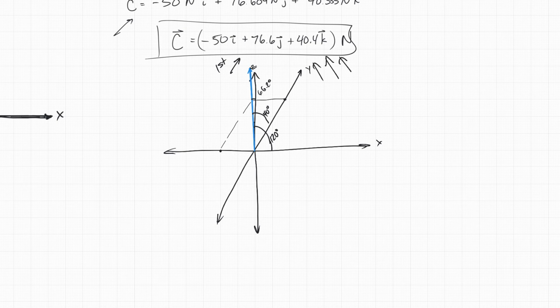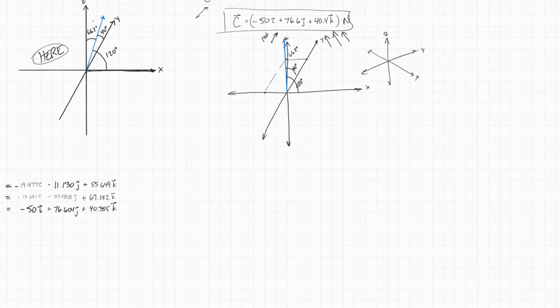Now I might draw it from a different perspective. Maybe I would draw my axes like this. That might make it a little bit easier to see where it is if I did x, y, z, kind of spin it around a little bit. Anyway, neither here nor there.